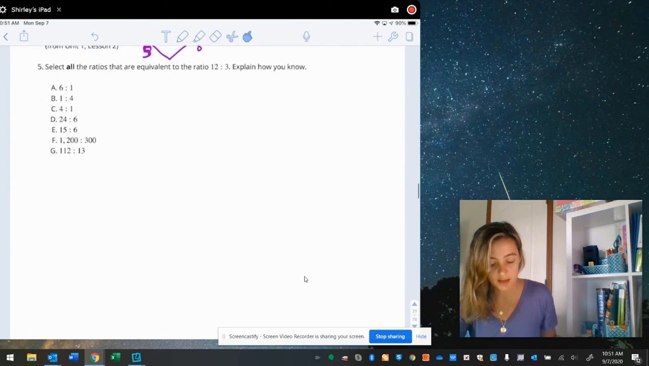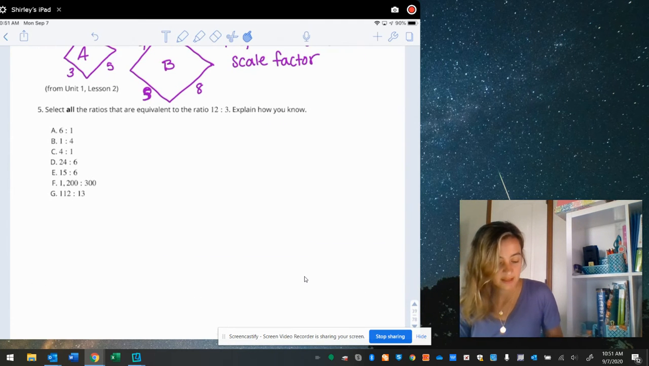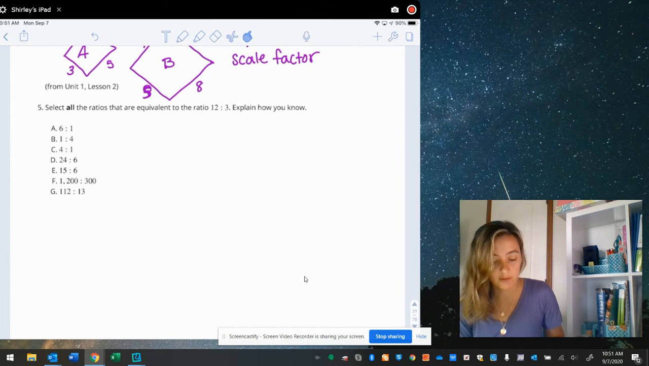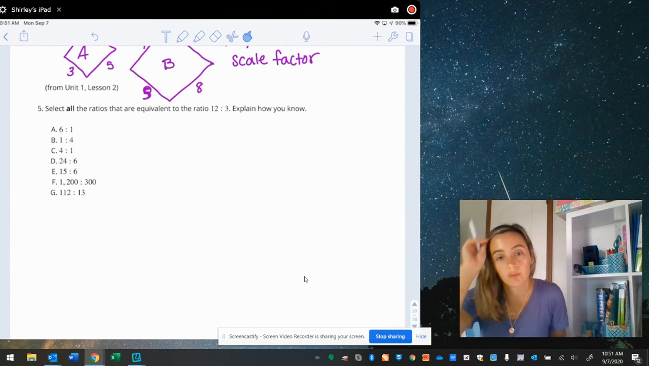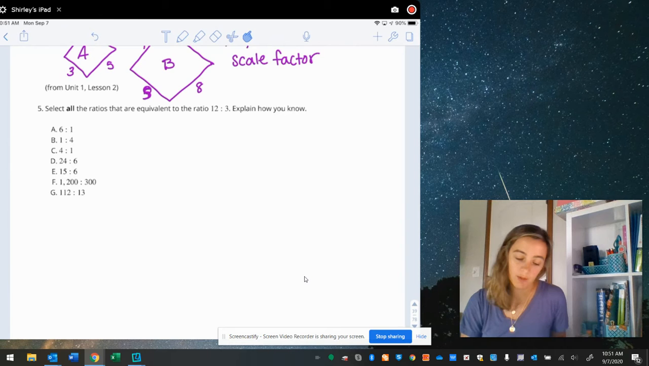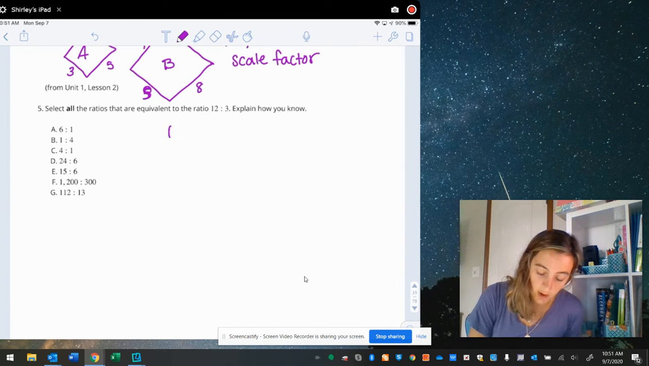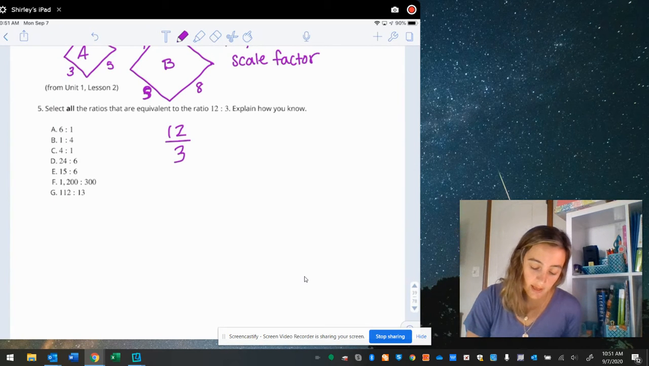Alrighty, finishing this up with question number 5. It says select all of the ratios that are equivalent to the ratio 12:3. Explain how you know. So let's look. So I have 12. I'm going to write it like this. 12:3. Is that equivalent to 6:1?